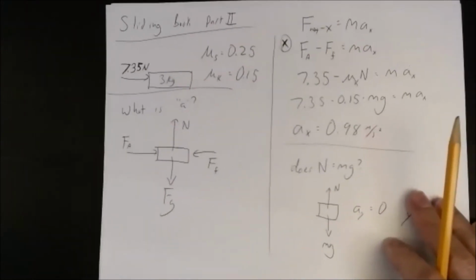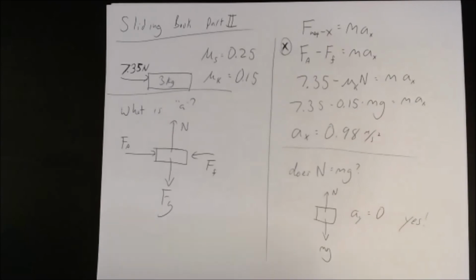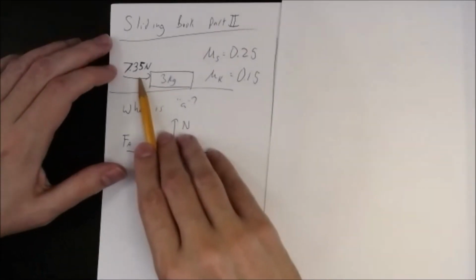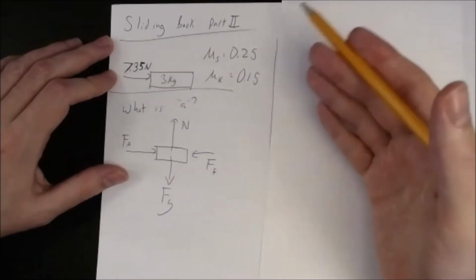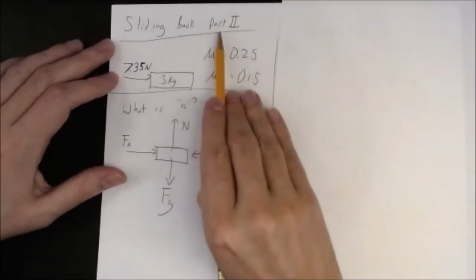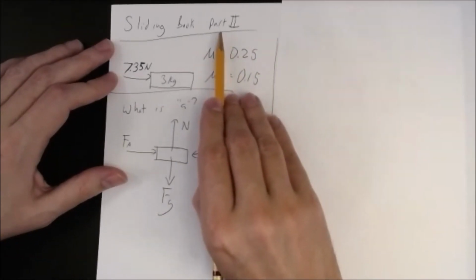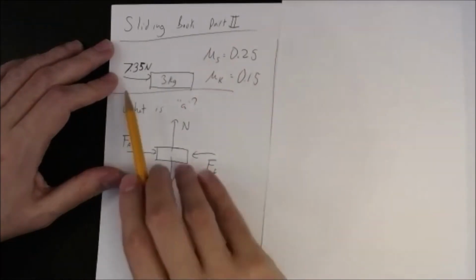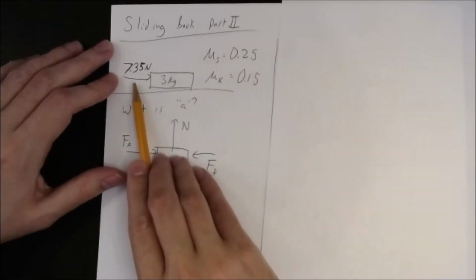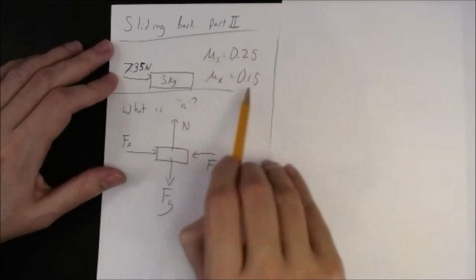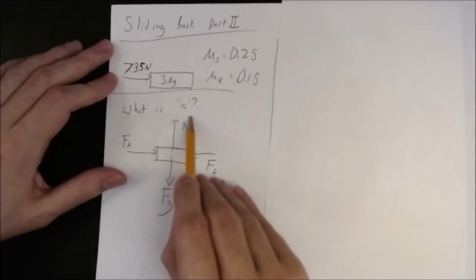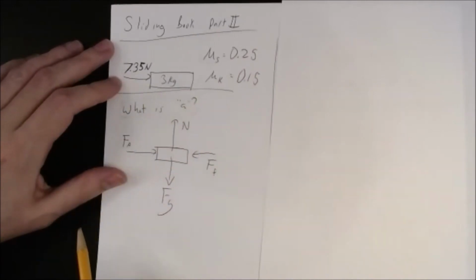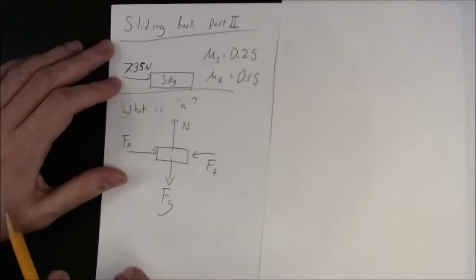Here is a variant on that problem that you'll find in the slides. Let's say that I'm pushing on the block with 7.35 newtons. Let's say that it started moving. Let's say that this is really part 2 of this problem. The block is now moving, and I'm still applying 7.35 newtons to it. We still have the same coefficients of friction. But now it's moving. We need to find the acceleration given that I'm applying 7.35 newtons to it.